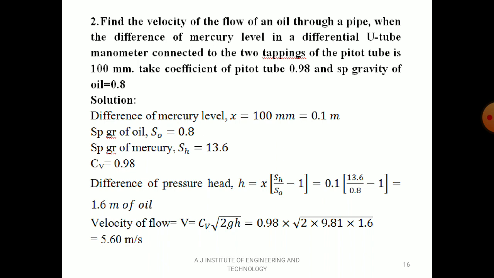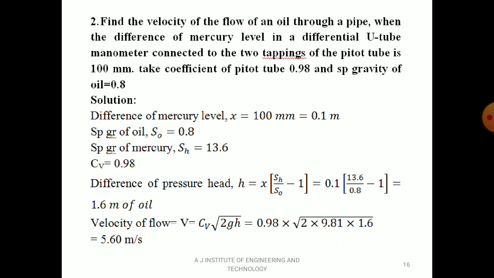So CV equal to 0.98, specific gravity of oil, that is SO equal to 0.8, because it's a flowing fluid, specific gravity of flowing fluid, SO equal to 0.8. So SH equal to 13.6. Solution, difference of mercury level, small letter x equal to 100 mm, that is equal to 0.1 meter. Specific gravity of oil, SO equal to 0.8. Specific gravity of mercury, SH equal to 13.6, CV equal to 0.98.